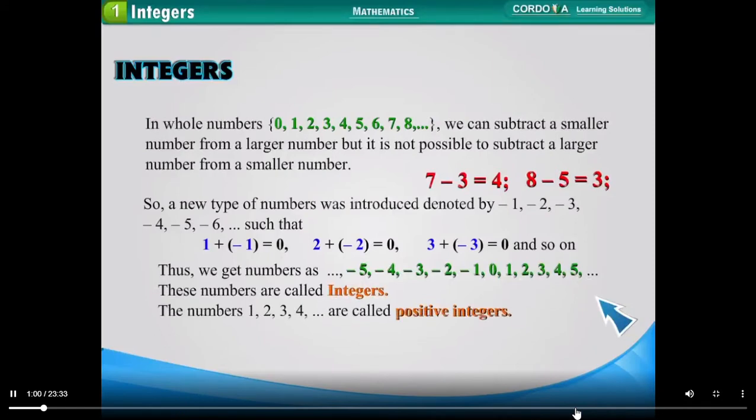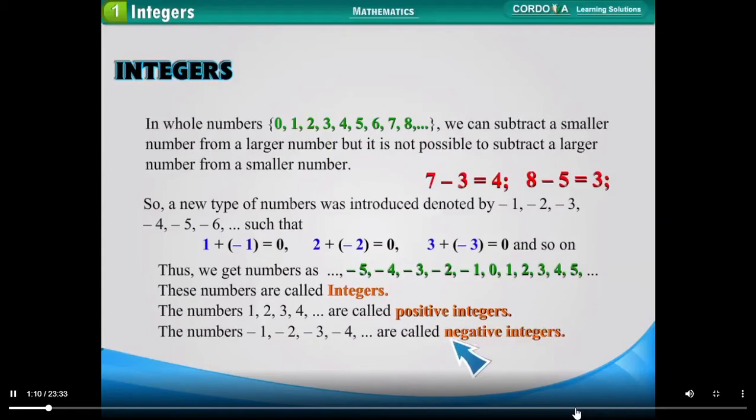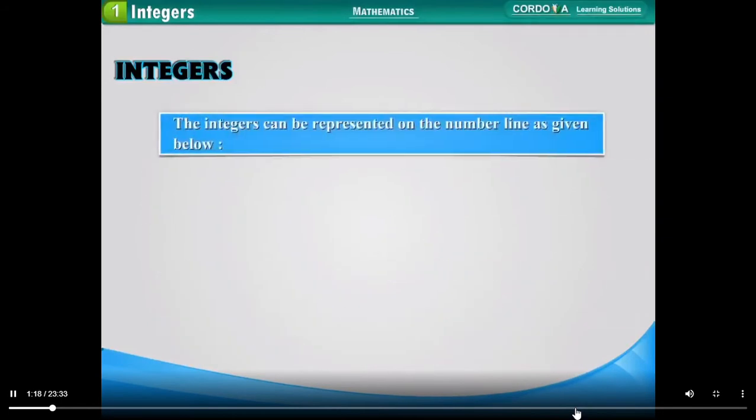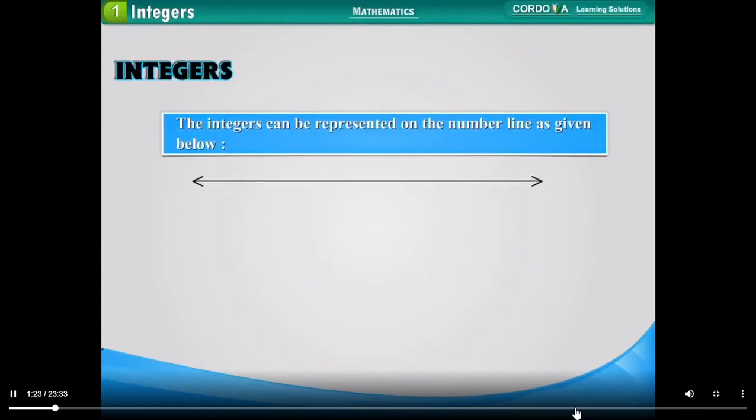The numbers 1, 2, 3, 4 are called positive integers. The numbers -1, -2, -3, -4 are called negative integers. The number 0 is simply an integer, neither positive nor negative. The integers can be represented on the number line as given below: -6, -5, -4, -3, -2, -1, 0, 1, 2, 3, 4, 5, 6.